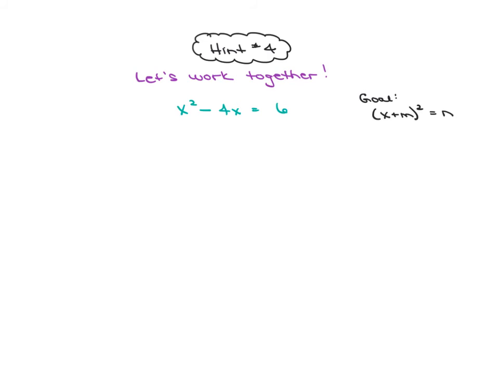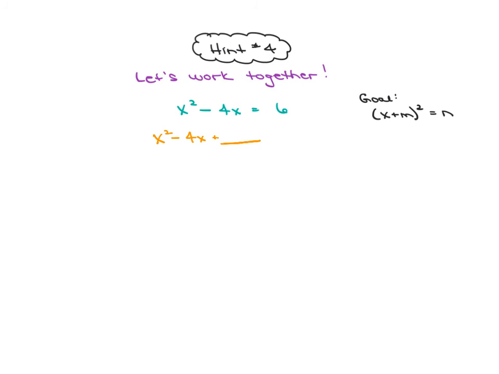All right, welcome to hint 4. In this final hint, we're going to work together to take this equation, x squared minus 4x equals 6, and use the completing the square technique, remembering that our goal is we want a binomial squared on one side and some number on the other. All right, so what I want to do is look at my x squared minus 4x, and I want to find a number that will complete the square.